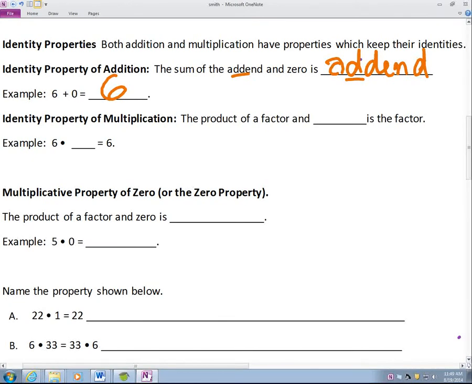Okay, is that a slap bracelet? What's that noise? No? Okay. Yes, sir. What is it?